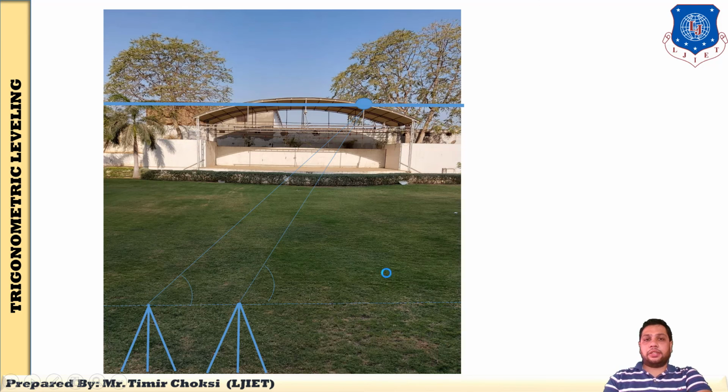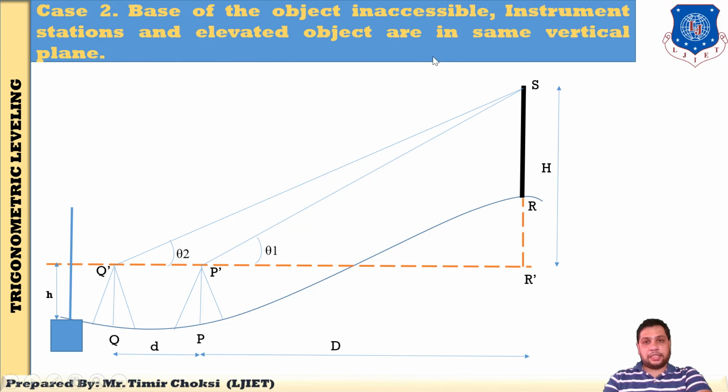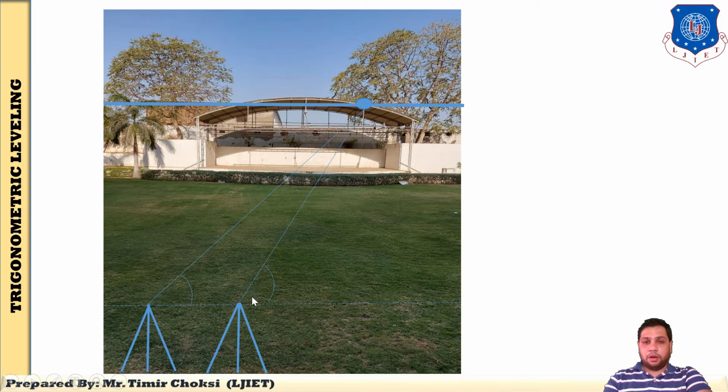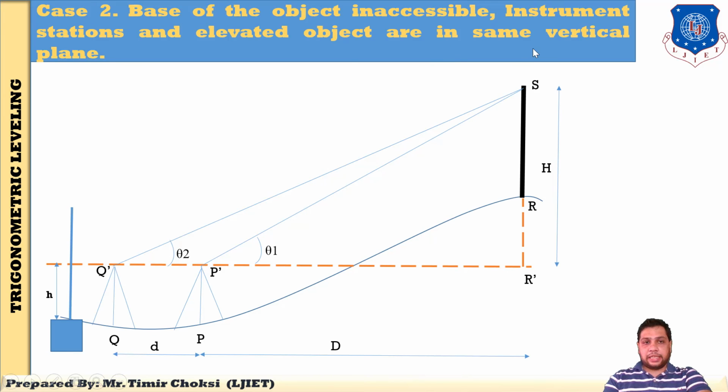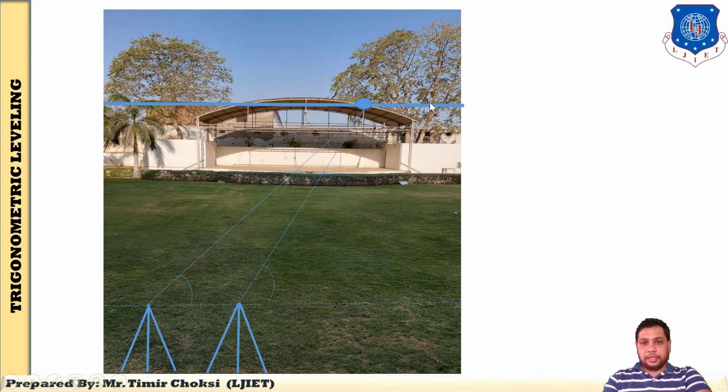So this is case number 2: base of the object is inaccessible. Why inaccessible? Because you cannot reach the base of the object, as no base is given. So this type of field condition is considered as the base of the object is inaccessible. Next, the instrument station and elevated object are in the same vertical plane. Here it is clearly seen that this is the object plane and this is the instrument plane. These are in the same vertical plane.